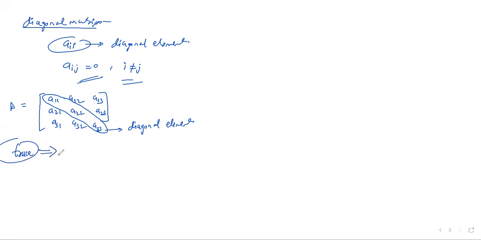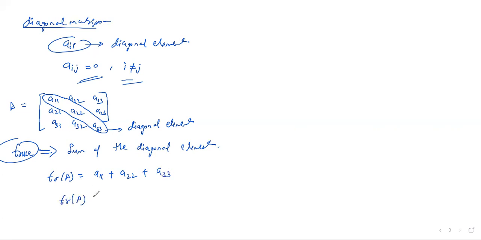This trace is defined as the sum of the diagonal elements. That means the trace of this matrix A is equal to a11 plus a22 plus a33. Let's take a generalization of this. If I have an n cross n matrix A, then the summation of all the diagonal elements, with i going from 1 to n, of aii, is the sum of all the diagonal elements a11, a22 up to ann.